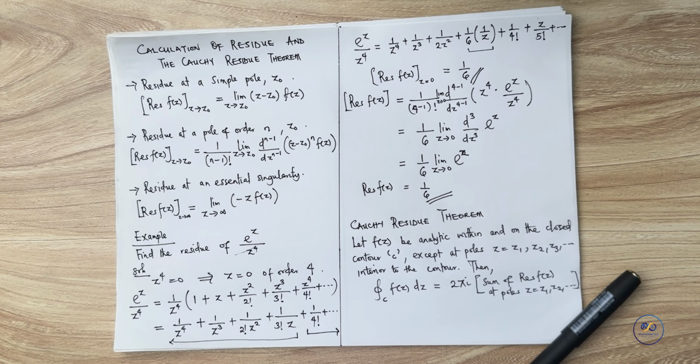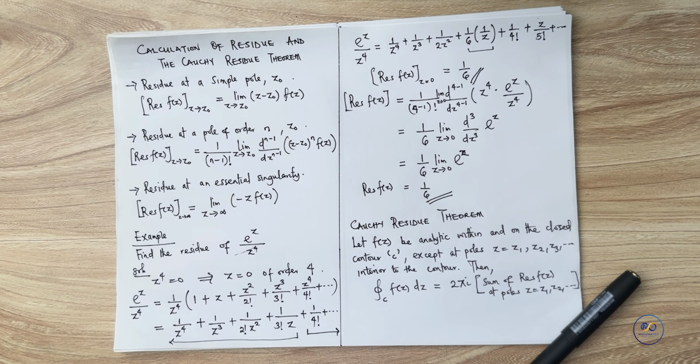the closed contour C, except at the poles z equal to z1, z2, z3. Now, those poles could be simple poles, multiple poles as the case is, or multiple ordered poles as the case is, interior to the contour. Then the integral of the function is going to be equal to 2 pi i times the sum of residue at those poles, which means in order to get the value of the evaluation of the integral, the very first thing you need to do is find the residue at those poles.